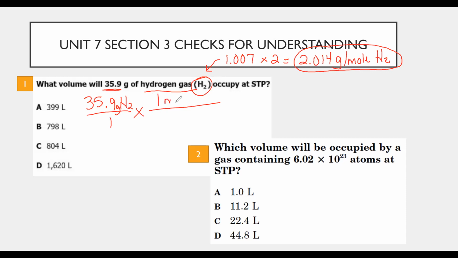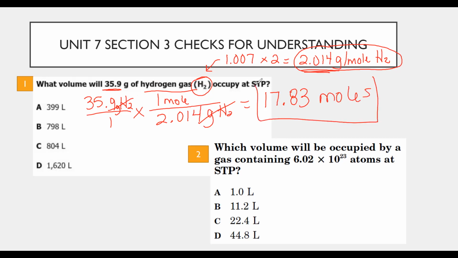And we know 1 mole of H2 is equal to 2.014 grams. We can cancel out the grams. And when you do the 35.9 divided by the 2.014, you should get 17.83 moles. Okay, so that's our moles.